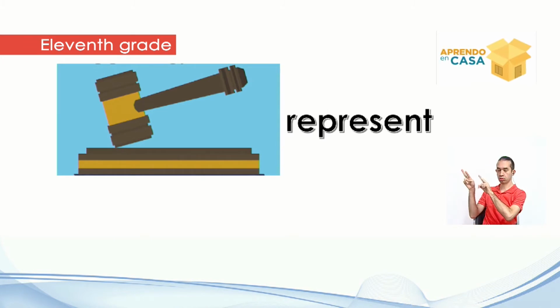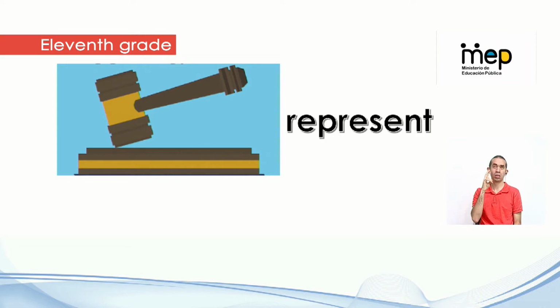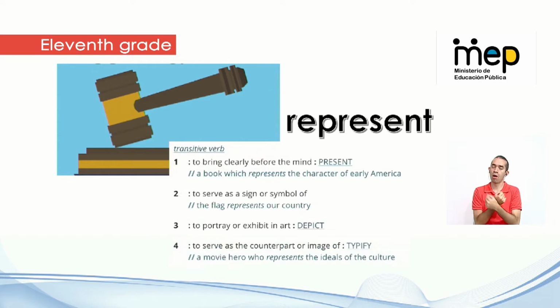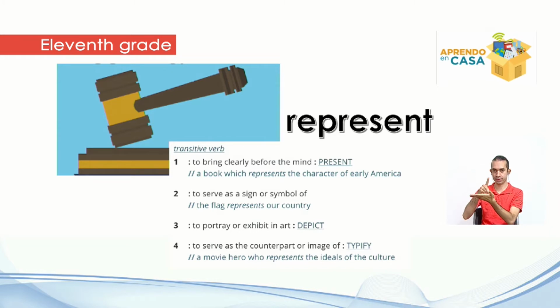You see that hammer over there that is very common in law, and when you talk about trials and juries, we talk about that, or we have that image. What is represent? I have the meaning. You know I love meanings from the dictionaries. This one is from Merriam-Webster Dictionary, and it says that it is a verb, and it's to bring clearly before the mind. But I want you to look at the definitions 2 and 4.